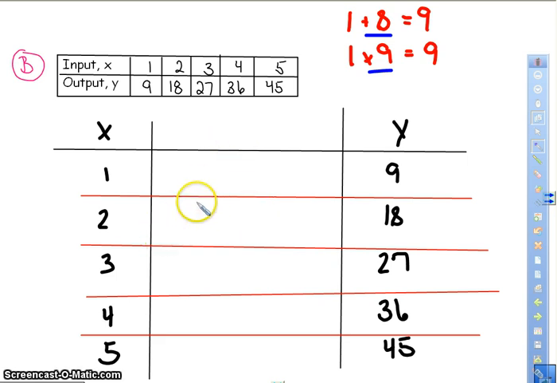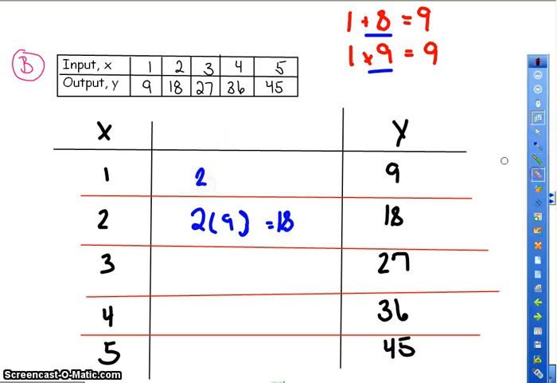So once again, you're in check. Am I taking 2 plus 9 to get 18? No, because that would only be 11. So that's not going to work, so I'm going to get that out of there. Am I taking 2 times 9 to get 18? And the answer is yes. So we're going to check it.